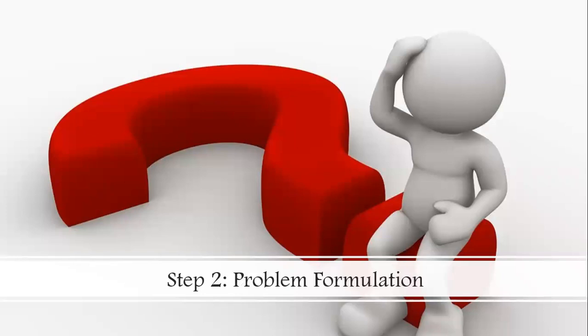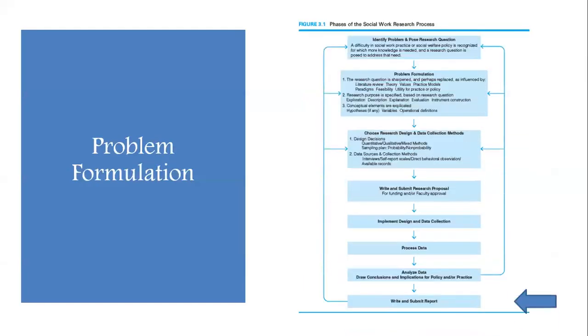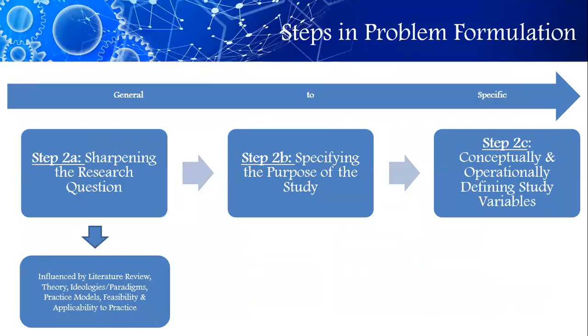And so now we're moving into step 2, which again is problem formulation. And so we're now here in our diagram. And so as you can see, this particular step is composed of a few other steps. So step 2A, which involves sharpening the research question. So this is where we become even that much more precise about exactly what it is that we want to know.